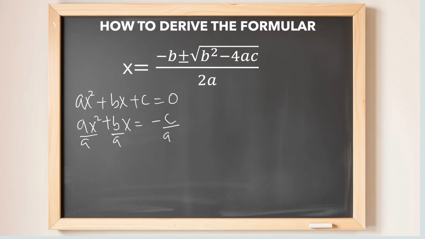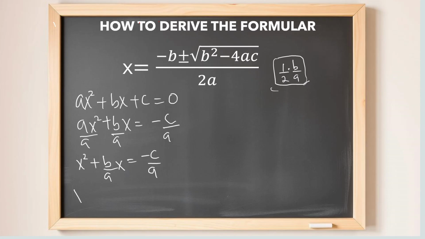and over a. So this equation can be written as x squared plus b over a x equals negative c over a. Now, the rule of completing the square says to add half the coefficient of x to both sides, and the coefficient of x is b over a. So half of it is going to be 1 over 2 times b over a. This is what we're going to add to both sides, and we're going to square it.